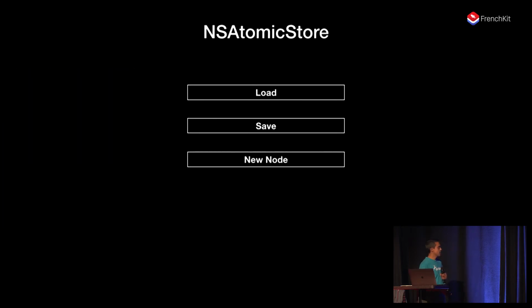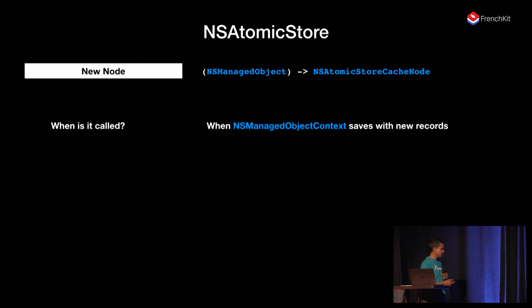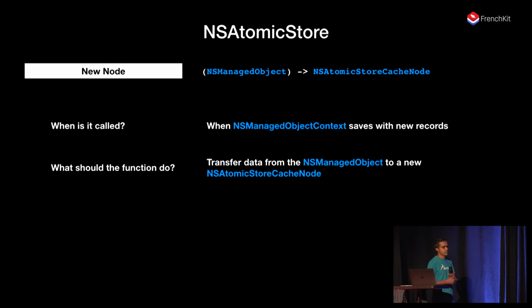And this last method is called new node. And here you have a managed object. And this is going to be called when a context saves new records. And what you have to do when you implement this is transfer all the properties and relationships within your managed object and populate that in a new cache node and return that.